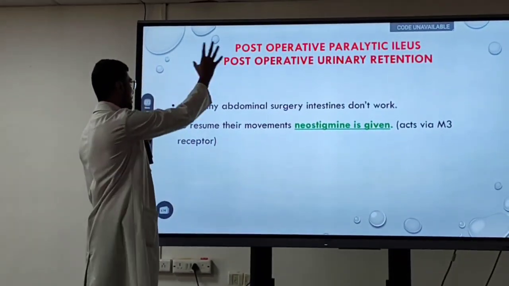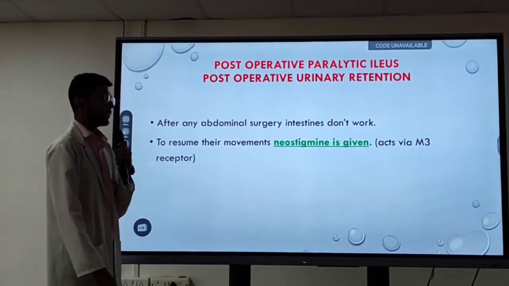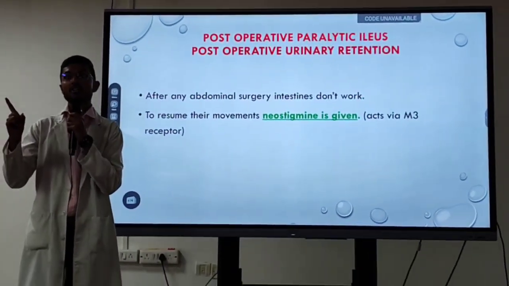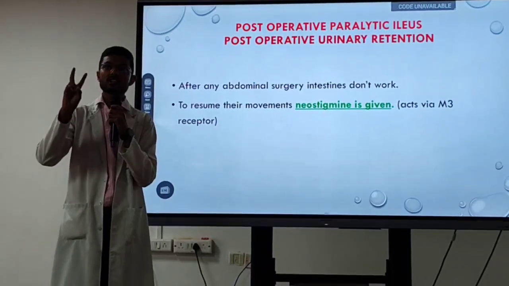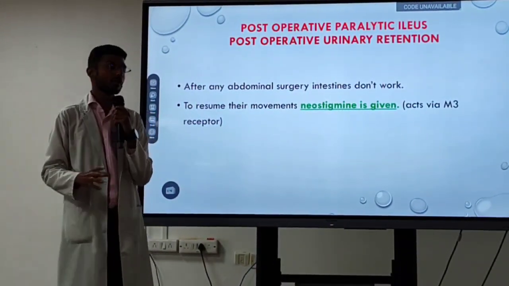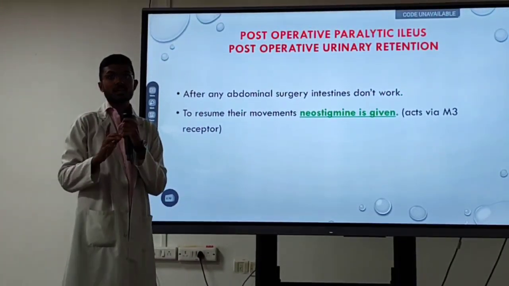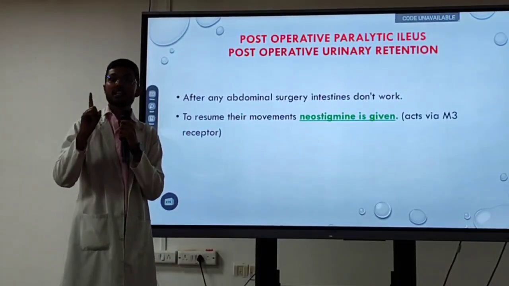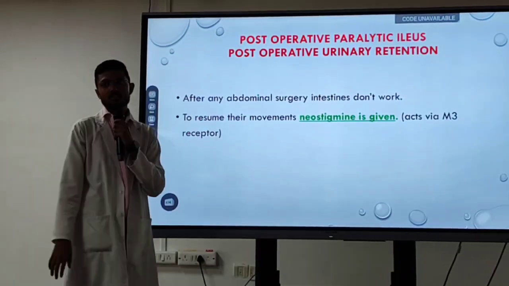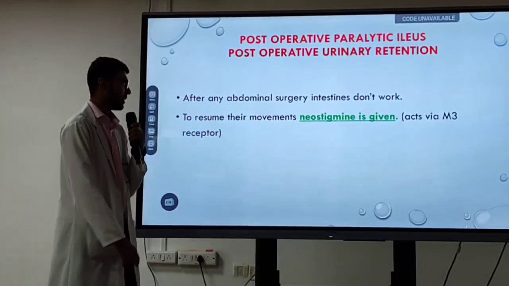So, to overcome these two conditions, we give neostigmine. Neostigmine acts on M3 receptors. And we know M3 receptor is responsible for peristalsis, GIT motility, for detrusor muscle contraction, urinary outflow. But the contraindication here will be obstruction. If there is any kind of obstruction in the intestine or in urinary bladder, we won't recommend these drugs. We won't give neostigmine. It can lead to rupture or bursting of the intestine and urinary bladder.